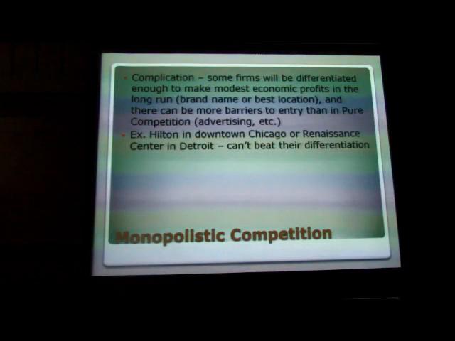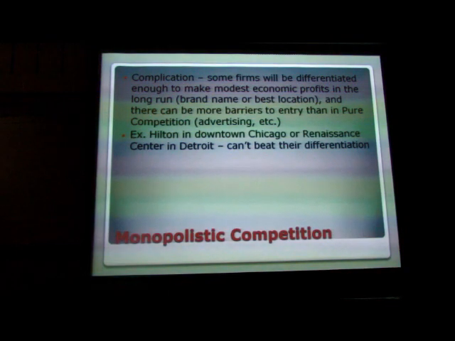The example that we give here is the Hilton in downtown Chicago or the Renaissance Center in downtown Detroit. You can't beat their differentiation. What is their differentiation? Their location. If you are the Chicago Hilton right at the south end of the Chicago Loop, there's no one else that can beat you. You can open a hotel anywhere in Chicago and it's going to be very hard to beat the Chicago Hilton. You could open a hotel anywhere in Detroit and it's going to be very tough to beat the Renaissance Center overlooking the river, probably the best views in Detroit. You can't compete with that.